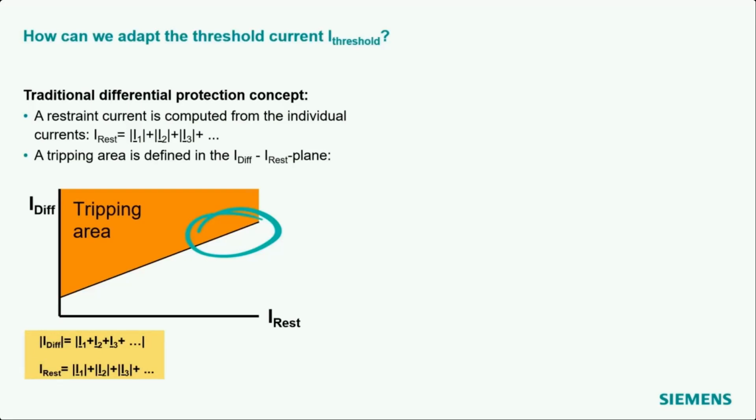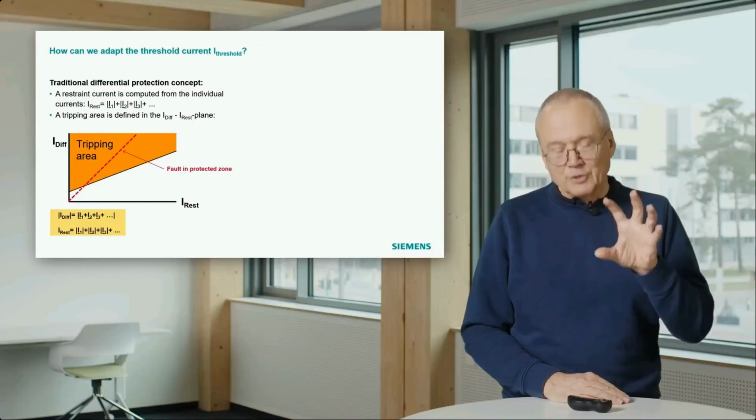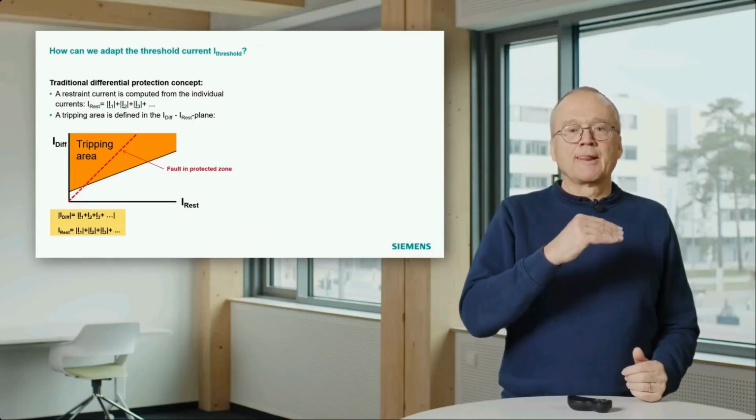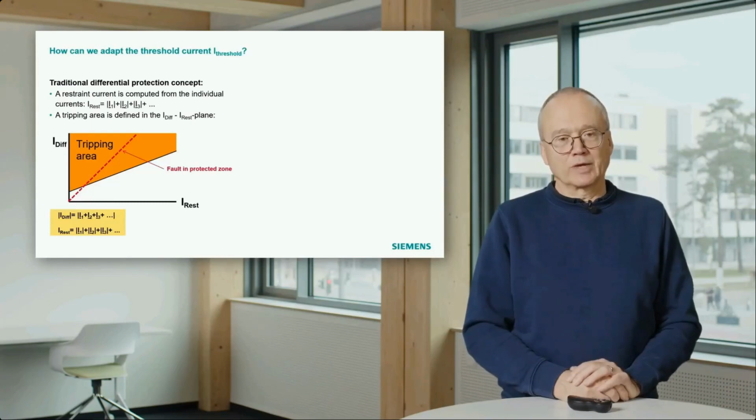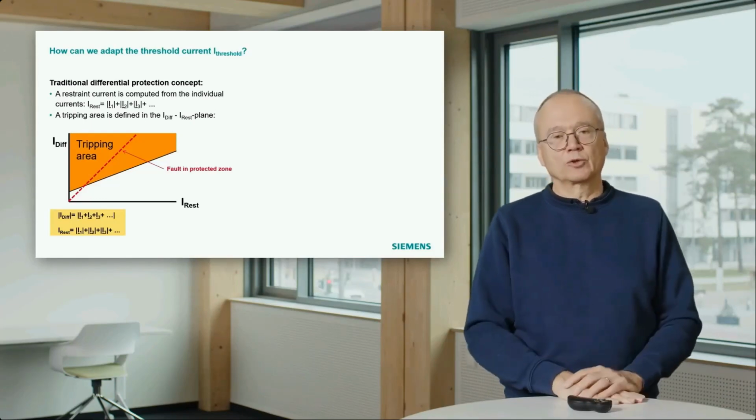characteristic. If we have a fault in the protected zone, then the differential current is equal to the restraint current. Then we are on this red dashed line. That is the fault in the protected zone. And what you can see also from this diagram is if you have a fault in the protected zone with a very low current, you are still in a white area, it will not trip. That means with this principle, you have a certain level of fault current which must be there so that the protection will react on that. So for very, very low currents, it will not see the fault.